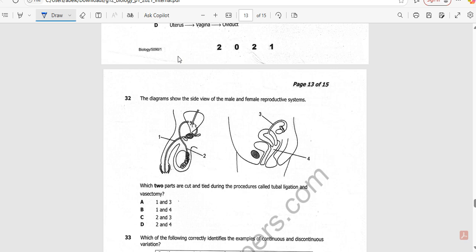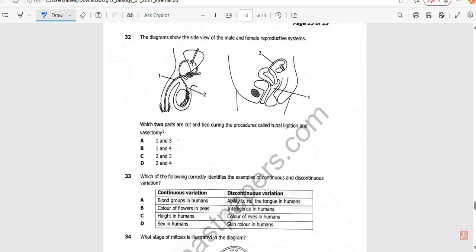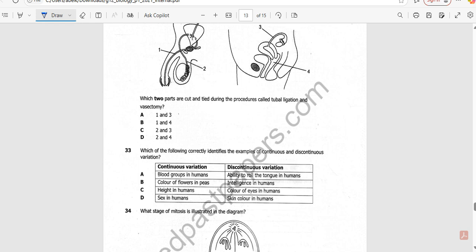The diagram shows the side view of the male and female reproductive systems. Which two parts are cut and tied during the procedures called tubal ligation and vasectomy? So talking about the cutting and tying of the fallopian tube and the sperm duct. So this part takes place, also this part takes place. So 2, 3. So the answer is 6.